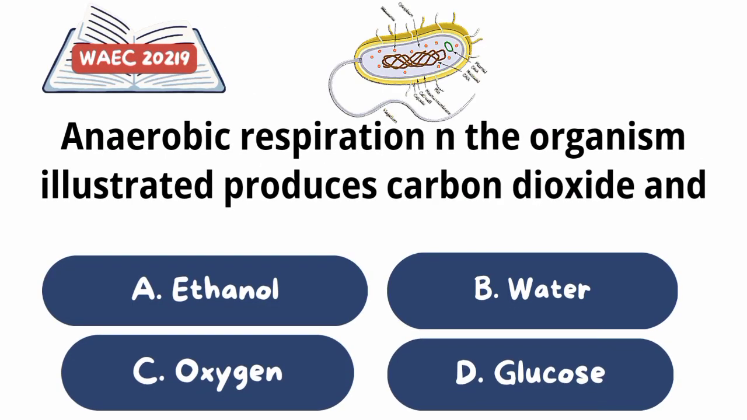First question, from WAEC 2019. Anaerobic respiration in the organism illustrated produces carbon dioxide and A. ethanol, B. water, C. oxygen, D. glucose. Look at the options and pick your answer.